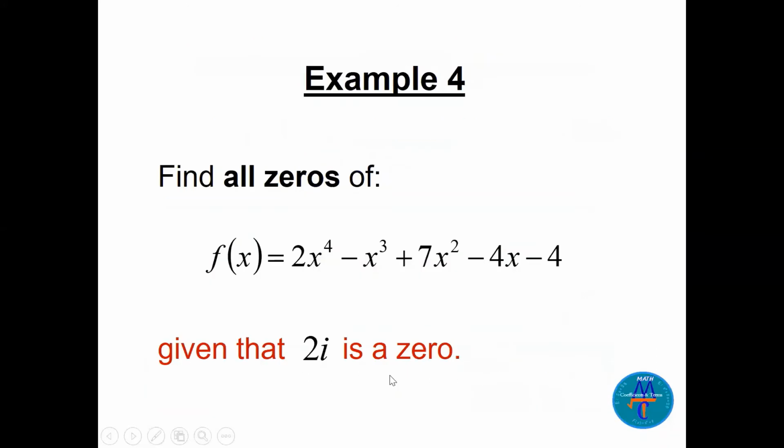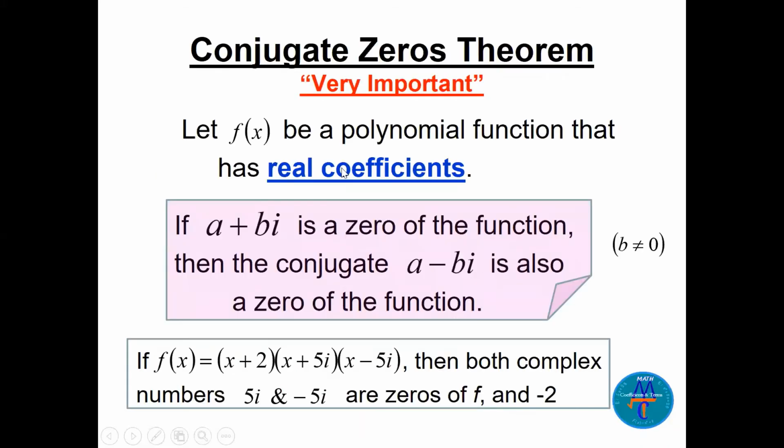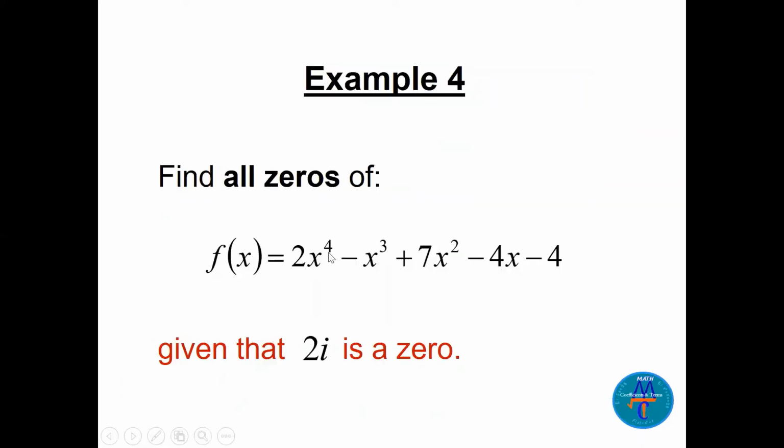Let's see another nice example. Find all the zeros of this polynomial function of degree 4, given that 2i is a zero. First, we look at the coefficients: 2, minus 1, 7, minus 4, minus 4. You see, the coefficients are real. So easily now, since we have 2i given as a zero, directly we can say minus 2i is another zero.